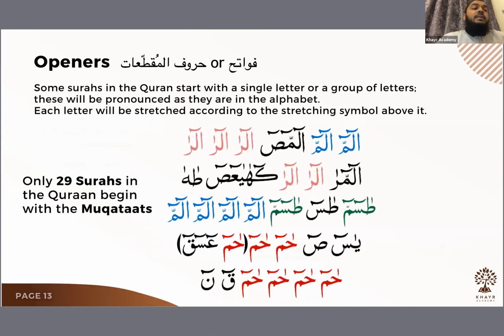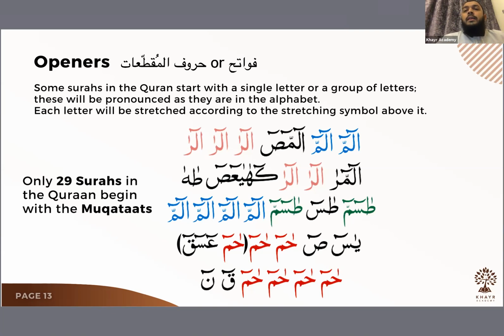The next subject is the openers. Some surahs in the Quran start with these letters: Alif Lam Mim, Sad, Kaf Ha Ya Ain Sad, Yasin, Ta Sin Mim. They are called the openers, Fawatih, or Huruf al-Muqatta'at.